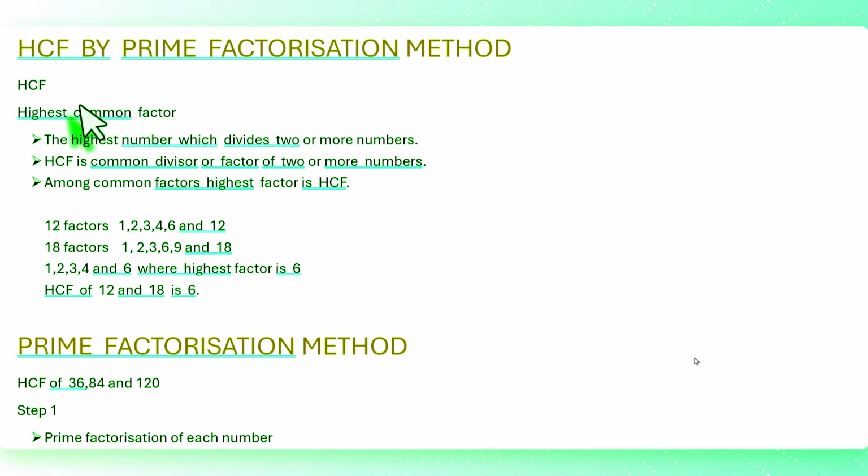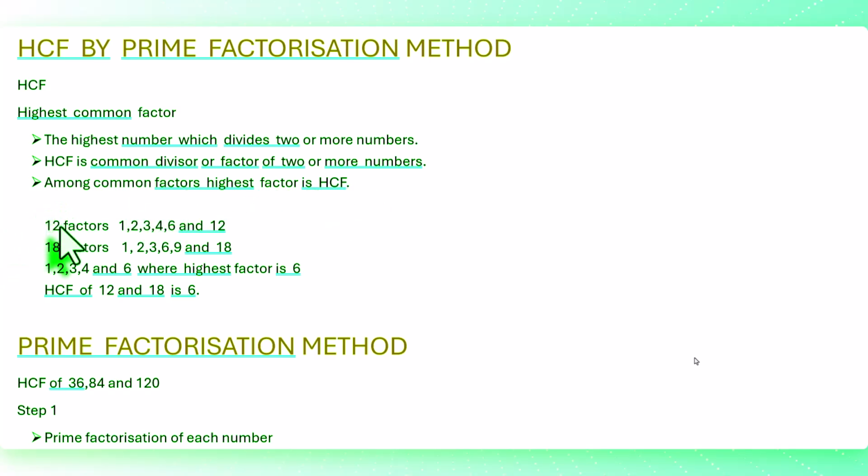First of all, the concept of highest common factor. The highest common factor is the highest number which divides two or more numbers. HCF is a common divisor or factor of two or more numbers. Among common factors, the highest factor is HCF.